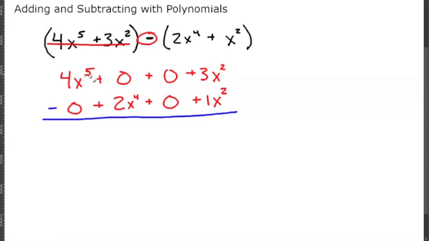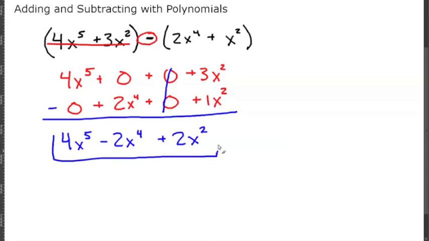So we're going to do 4x to the 5th minus 0 is just 4x to the 5th. 0 minus a 2x to the 4th is going to be minus 2x to the 4th, because we're subtracting a positive. There's nothing in this column, so we don't have to worry about that. And then 3x squared minus 1x squared would be 2x squared, and it would be a positive 2x squared, because 3 minus 1 is a positive 2. And that would be our answer when subtracting these two polynomials.